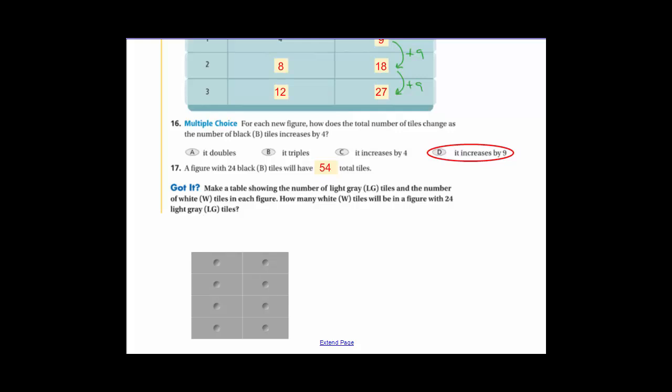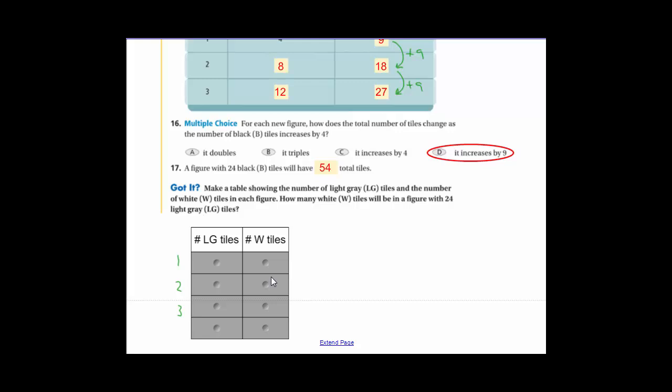Next up, you've got the got it. Make a table showing the number of light gray tiles and the number of white tiles in each figure. How many white tiles will be in a figure with 24 light gray tiles? So I'd like to suggest setting up a table something like this. Let the first column represent the number of light gray tiles, and the second column of your chart represent the number of white tiles. And then count the number of light gray tiles in each figure, count the number of white tiles in each figure, and then see if you can make a prediction for how many white tiles there will be in a figure with 24 light gray tiles.